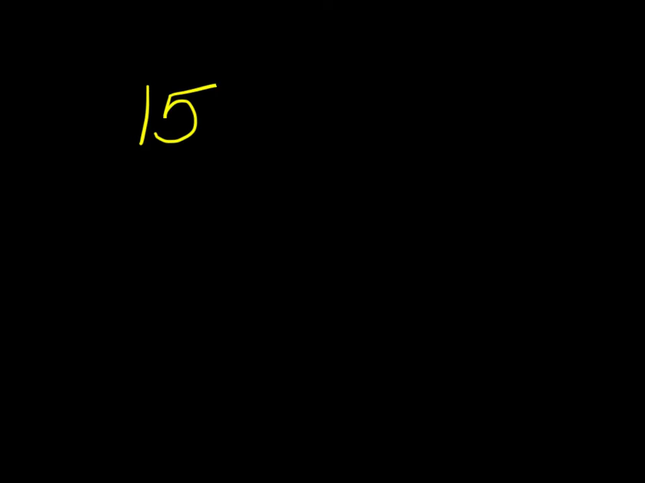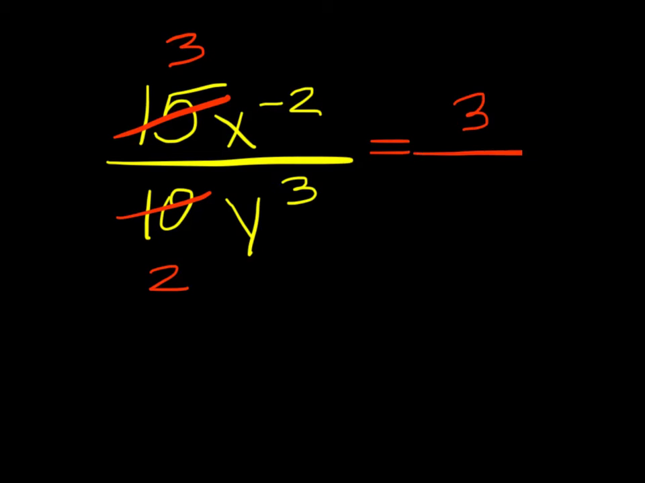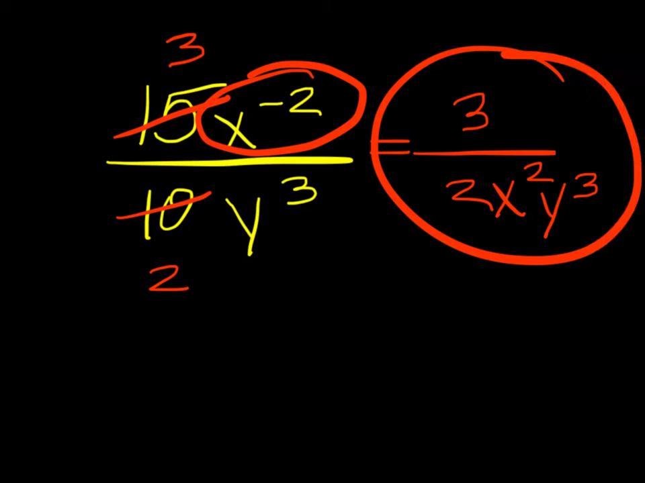Practice problem. This is 15 x to the negative 2 over 10 y to the third. For the practice problem, 5 will go into 15 3 times, into 10 twice. So you have a 3 over 2 to start with. This goes to the bottom, becomes a positive x squared, and then you have y to the third that is still down there. 3 over 2x squared, y to the third.